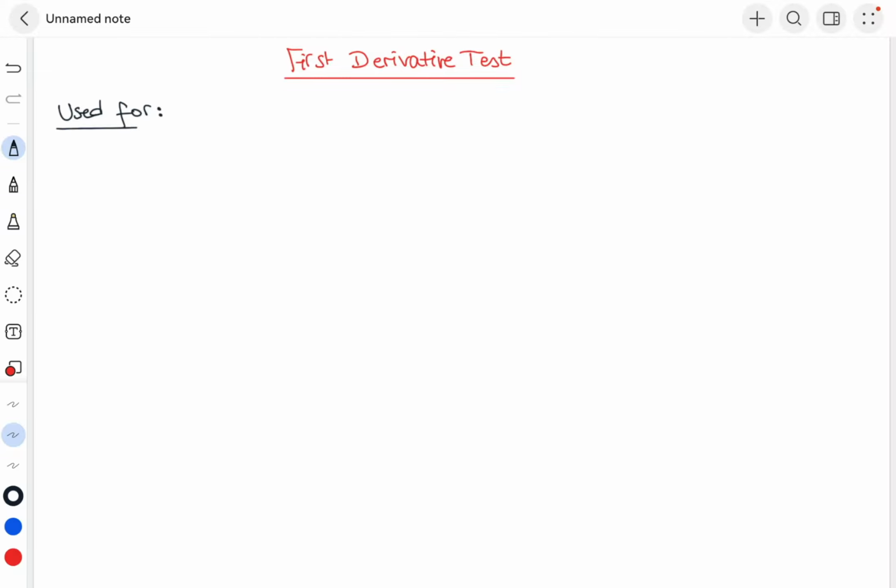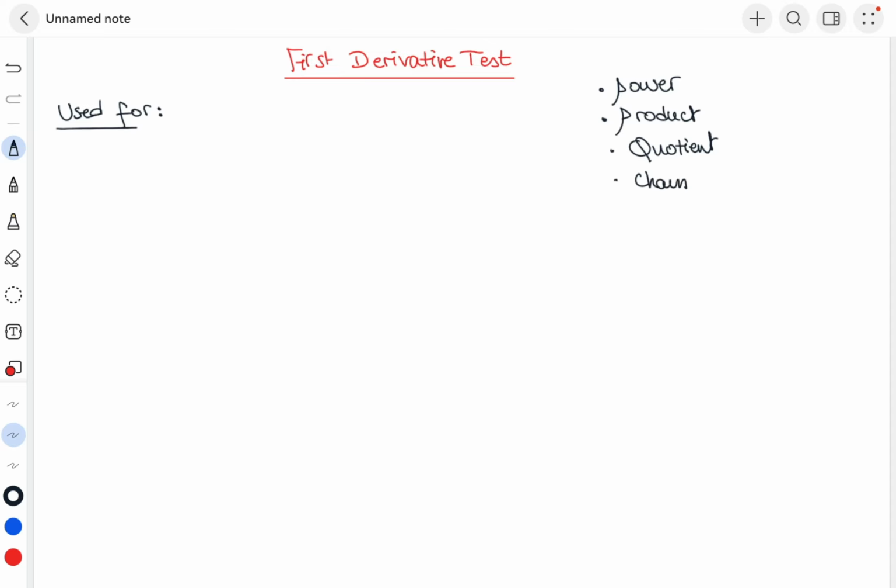Today we will be talking about the first derivative test. We always solve derivatives by using the power rule, product rule, quotient rule, and chain rule. But what do we use them for?